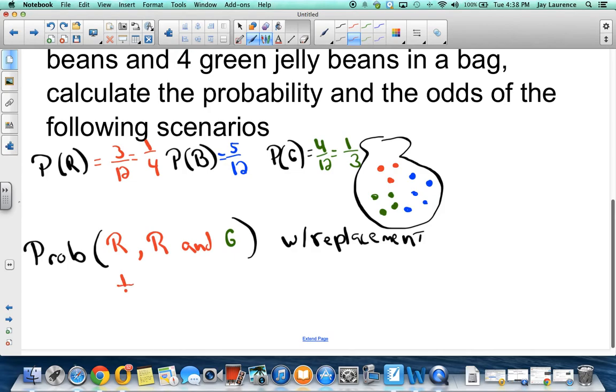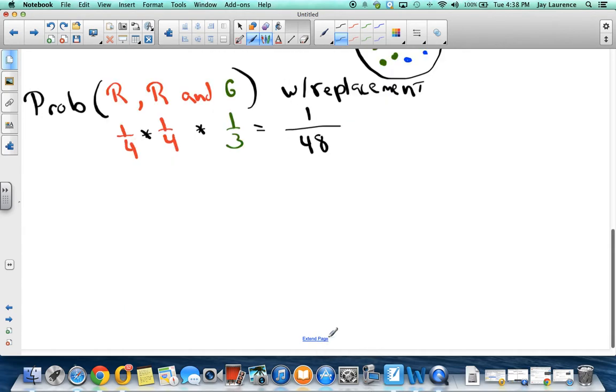Okay? So probability of red is 1/4. We put the jelly bean back, so the probability of red is still 1/4, and the probability of getting a green is 1 out of 3. Okay? Now this is the only way to win this particular game. Fundamental counting principle says I'm going to multiply. 1 times 1 times 1 is 1. 16 times 3 is 48. So 1 out of 48. What that means is, if you played this game 48 times, you should only expect to win once out of 48.